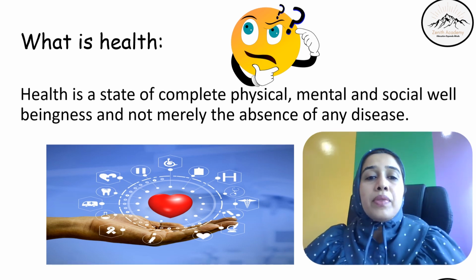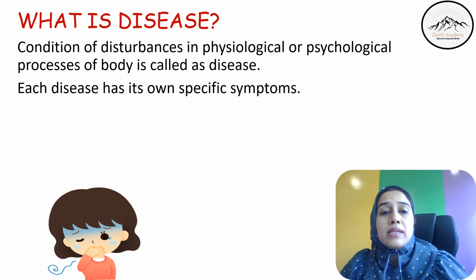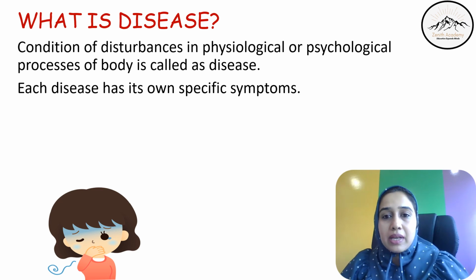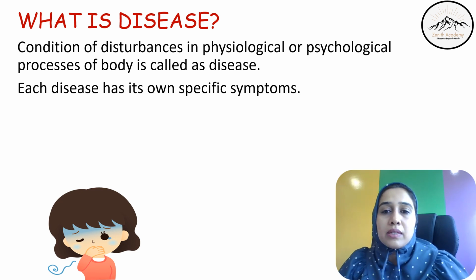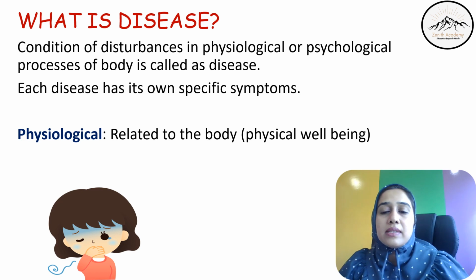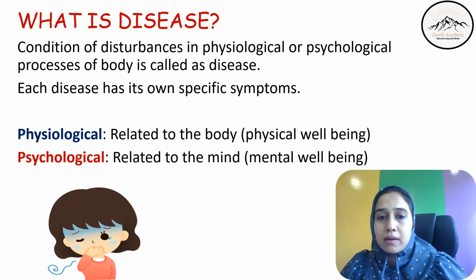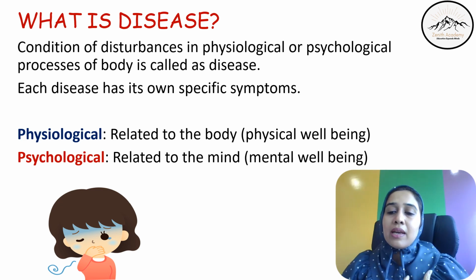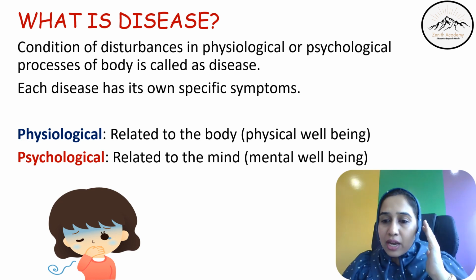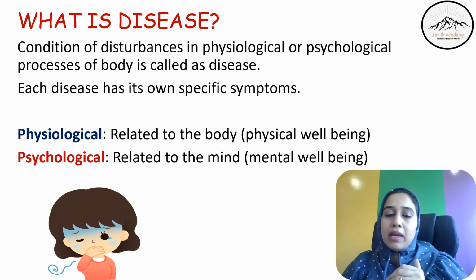Now, when we move ahead, we see what is disease. Now we know what is health. Health is well-being. And what is disease? Disease is a condition of disturbance in psychological and physiological processes of our body. These two terms, physiological and psychological, are important over here. Now, what do they mean? Physiological is related to our body. Physio is physical well-being, related to the body. And psychology is related to the mind. So psychological well-being is related to the mental well-being of any person.